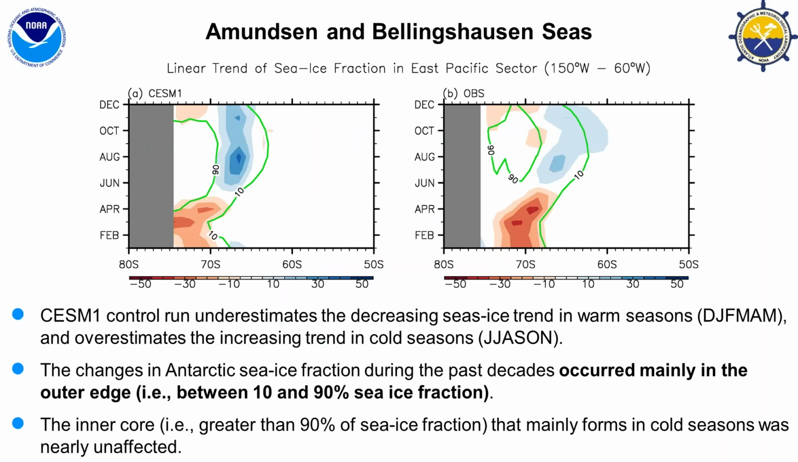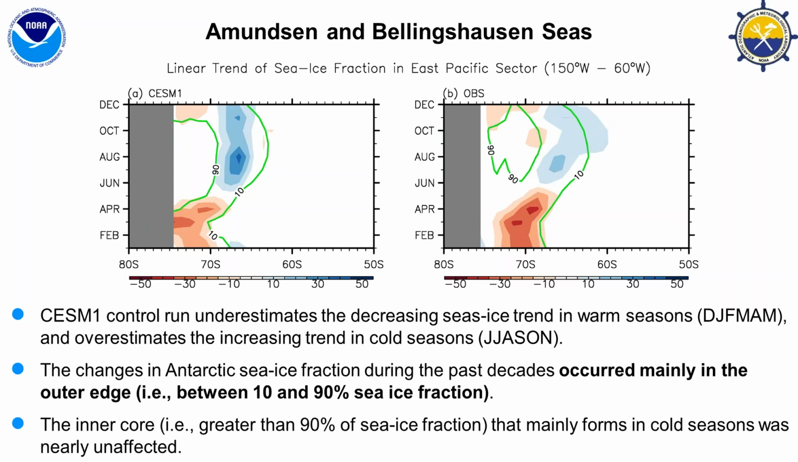I'm showing the model result in this format, so let me explain what this is. This is for the Amundsen and Bellingshausen Sea, averaged over longitude, so it's not a function of longitude. And this is a linear trend. What I'm showing you here is a linear trend of sea ice fraction for each calendar month, January, February, all the way to December. Also this line marked 90 and 10 is the climatological position of the 90% of the sea ice fraction.